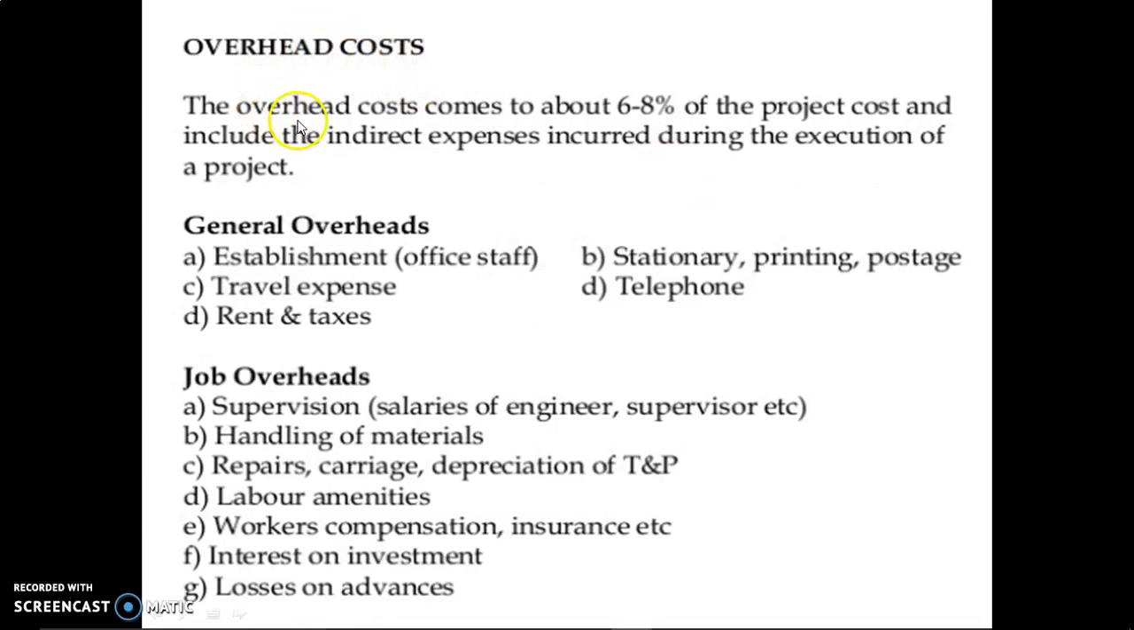Now overhead cost. The overhead cost comes to about 6 to 8% of the project cost and includes the indirect expenses incurred during the execution of a project. General overheads. In this we consider establishment, means office staff, stationery, printing, postage, telephone, travel expense, rent and taxes. Means if you want to construct a particular project, or a government project, for that we have to provide travel expense, rent, stationery charges or telephone. So these all are added in the general overheads.